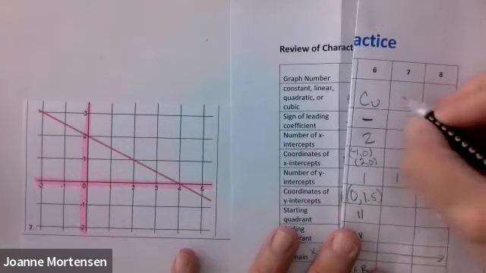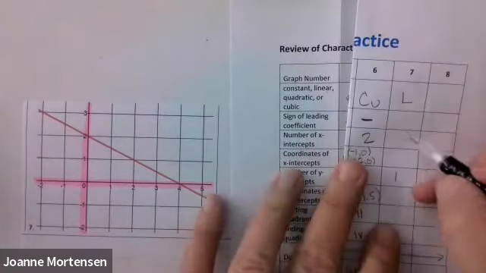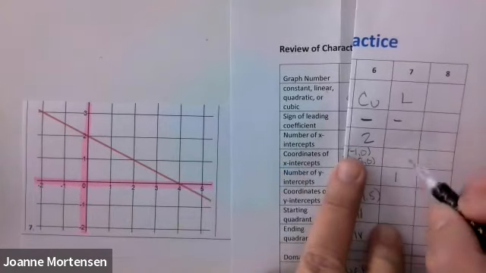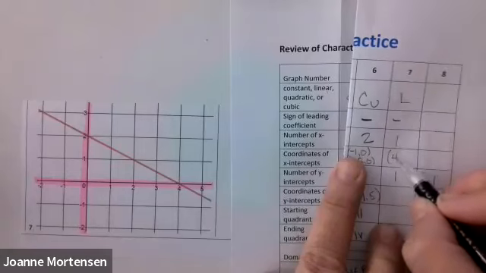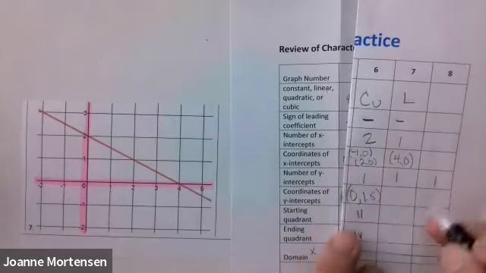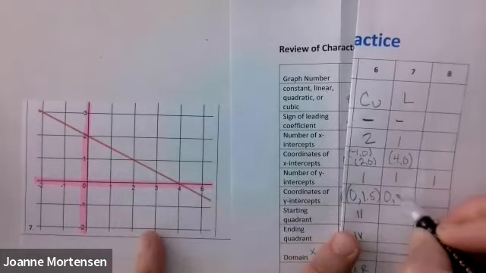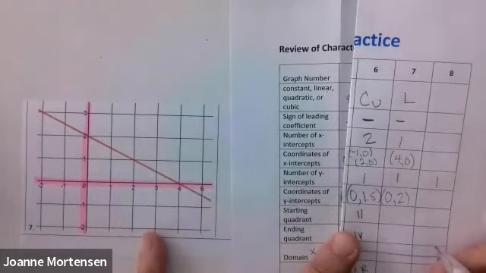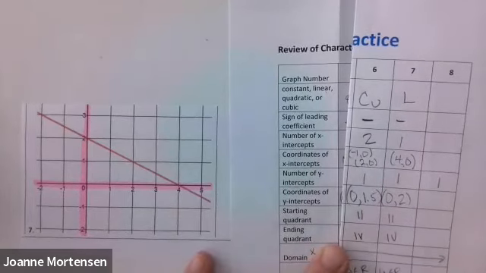Okay, so this is linear, my last one. Sign of the leading coefficient, it's going downhill, so that's negative. 1 x-intercept, 4 and 0. 1 y-intercept, 0 and 2. It starts in 2, ends in 4, y in the reals, and 0 turning points.